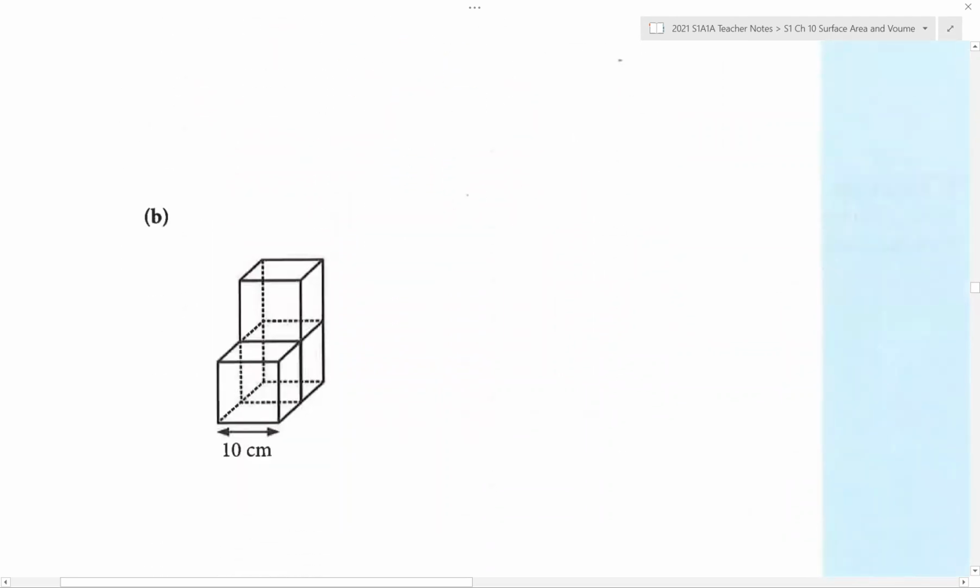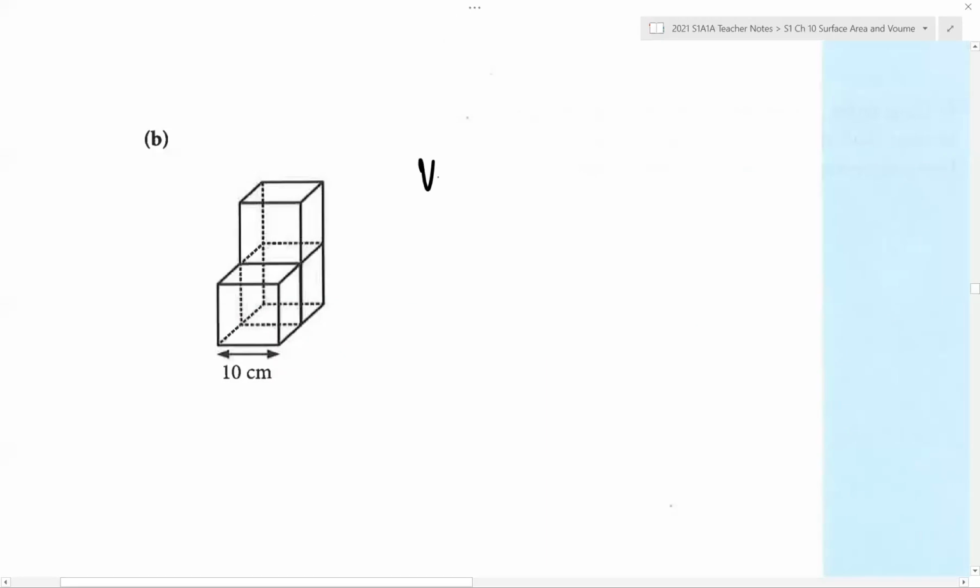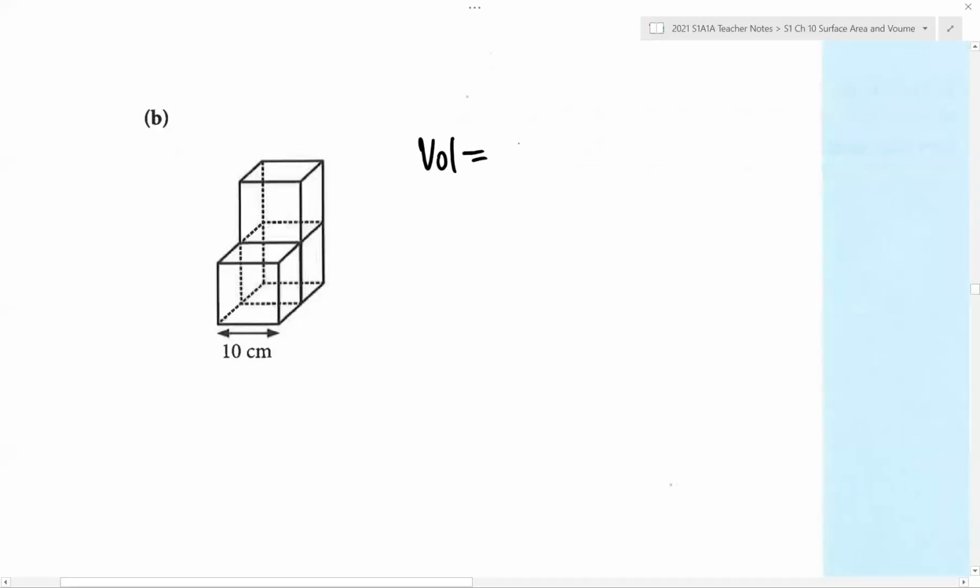Okay, so part B now. Volume is the easier one to calculate. I've got 3 cubes over here. How much is 1 cube? It is 10 to the power 3. So 3,000 cubic centimeters.